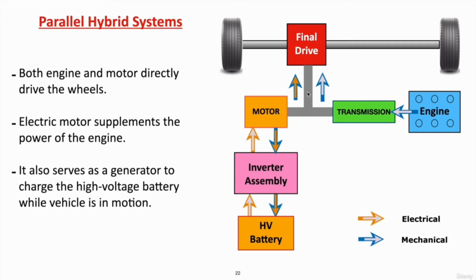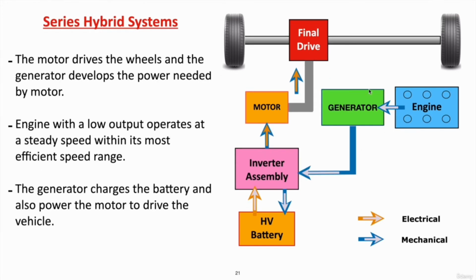So it will take the kinetic energy, and the motor will generate electricity which will be passed to the inverter and then to the HV battery. So this is the overview of the parallel hybrid system. We just have a transmission here instead of a generator, whereas in series we had a generator.